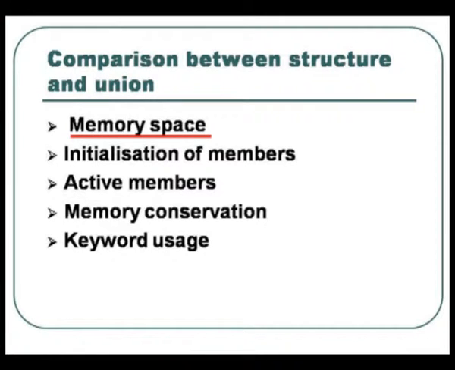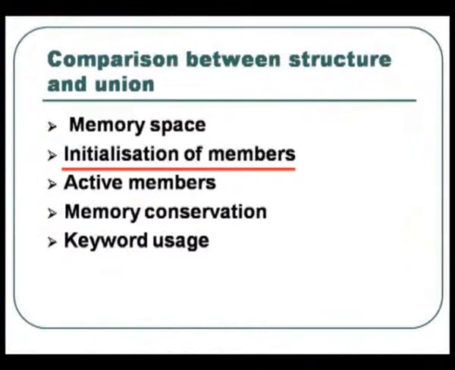Now we have a few points on which we compare a structure and a union. First is the memory space. In a structure, memory space is allocated to each member individually. Whereas in a union, the member which needs the largest amount of memory is allocated a whole block of memory, and that one block of memory is shared by the other members of the union.